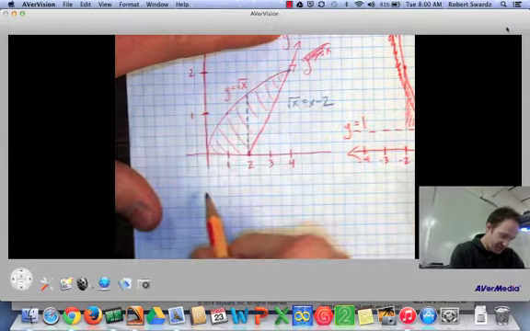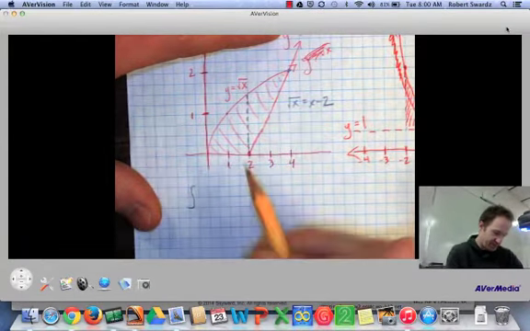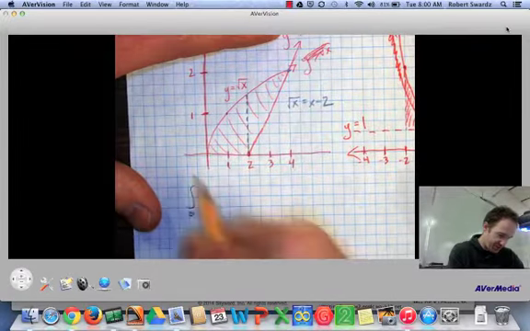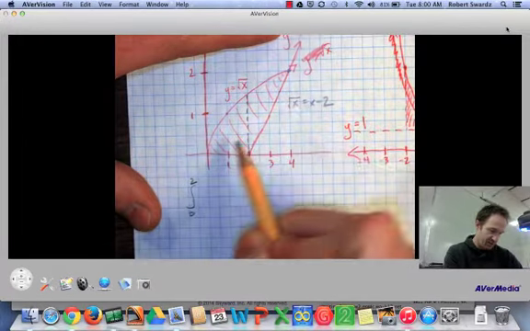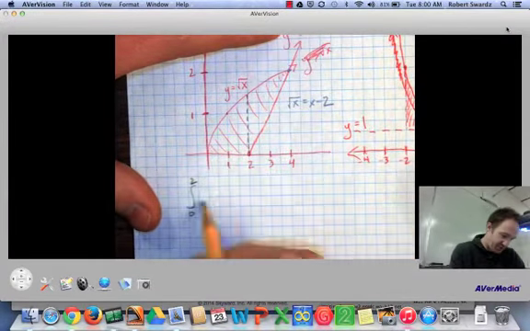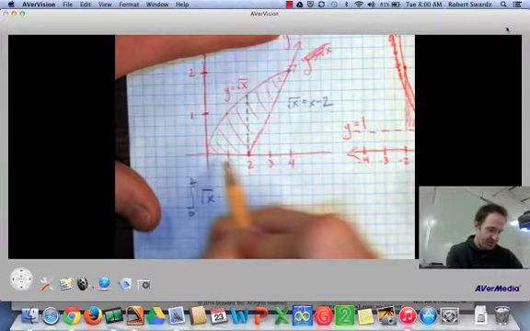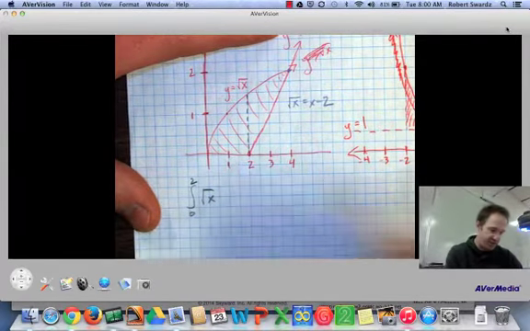So this first integral. Now our bounds are going to be from 0 to 2. Now the top function is the square root of x, and the bottom function is just y equals 0, so we don't really need to do anything.